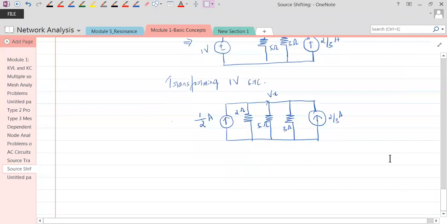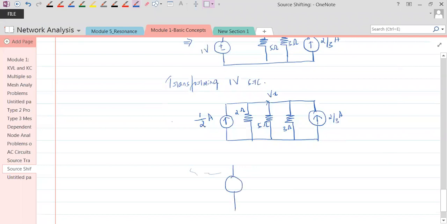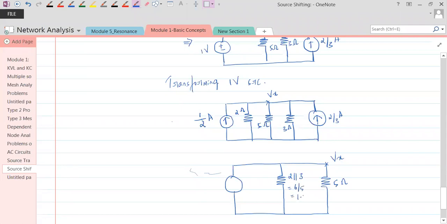So what would this become? See here, you will have a current source, you will have a resistor, and you will have resistor 5 ohms. Here, this is 5 ohms. Okay, and here is your Vx. What is this? This is 2 parallel 3. What would this be? It would be 6 by 5, which is 1.2 ohms. You have 1.2 ohms here.